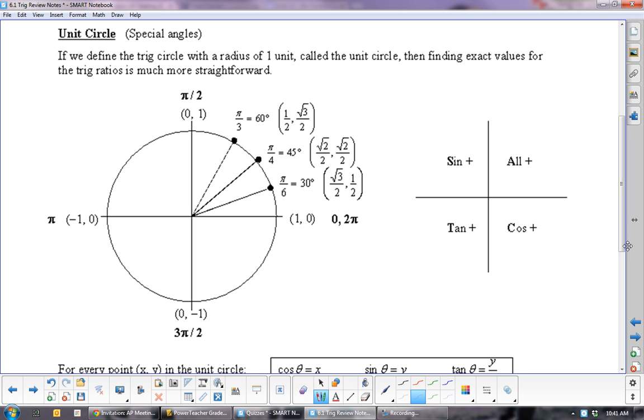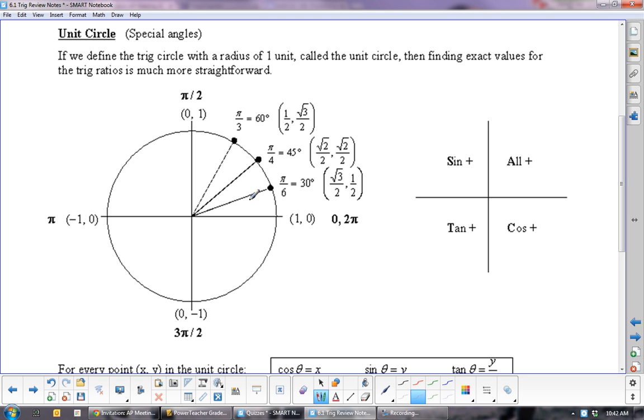Okay? Now there's many different ways to be able to memorize these. If you start here and you work your way down, it goes 0, 1, 2, 3, 4, all under a root, over 2. So it actually goes root 0, root 1, root 2, root 3, root 4, which is 1. You can see everything is over 2 here, and you can count back up 1, 2, 3.